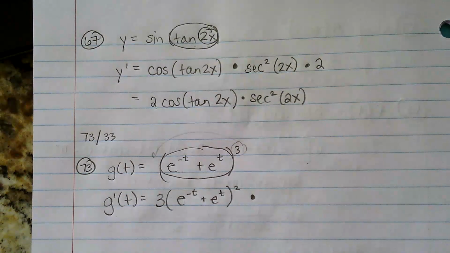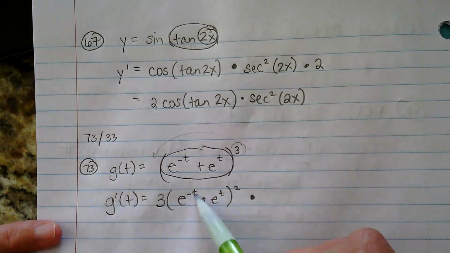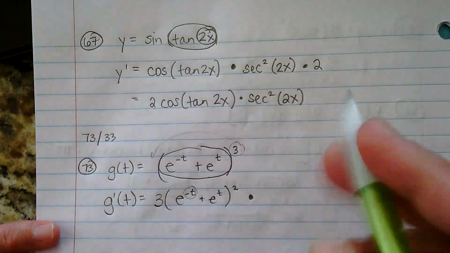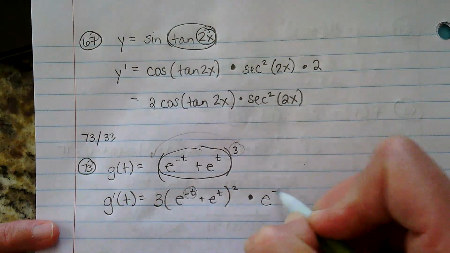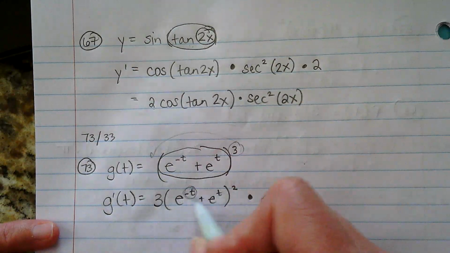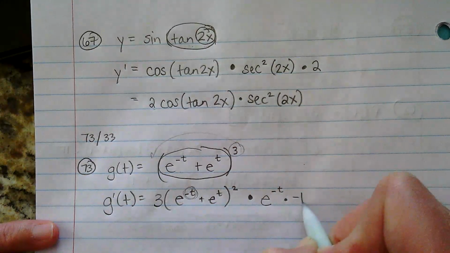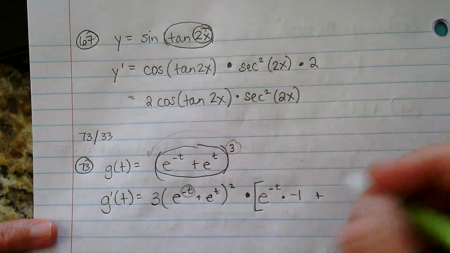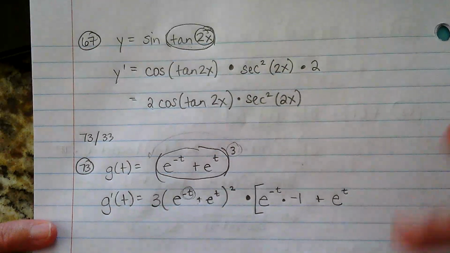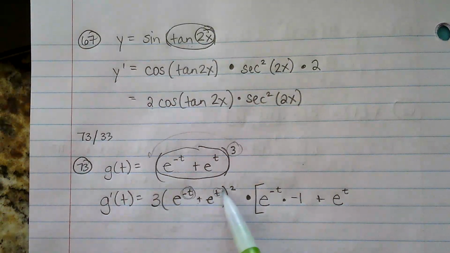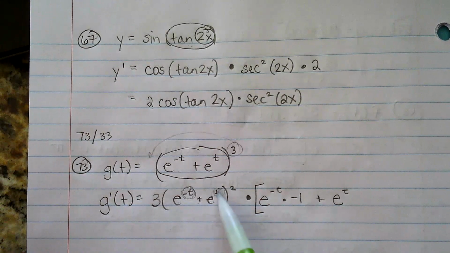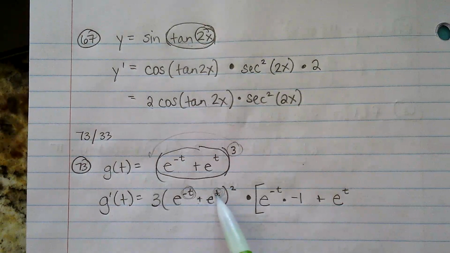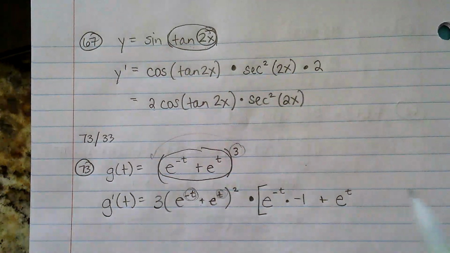So the derivative of e to the negative t is, but there's a chain rule there because there's something inside of that, e to the negative t times the derivative of what's inside. The derivative of negative t is negative 1, plus the derivative of e to the t is e to the t. And you can also consider this as a chain rule. You take the derivative of what's inside, since there's a variable within the exponent, but the derivative of t is just times 1, so that would be somewhat pointless.